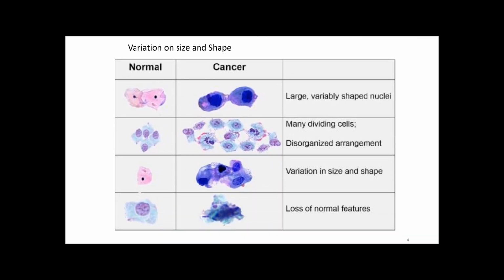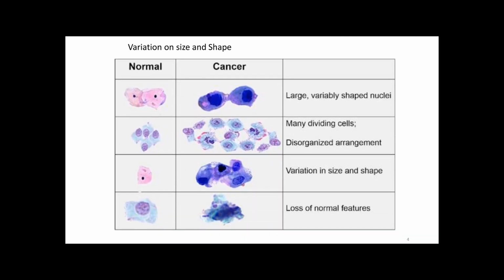So when we consider the variation in size and shape, here you can see normal and cancer cells. For the first picture you can see normal and abnormal cells. In cancer cells you can see a larger, variable nucleus, but in normal cells, pinkish color, a very small nucleus, round in shape, right?